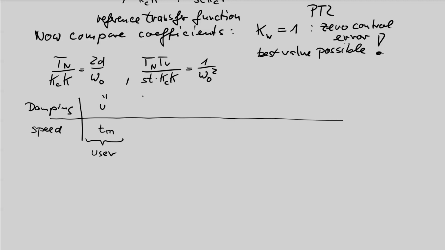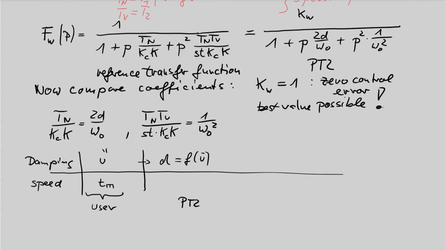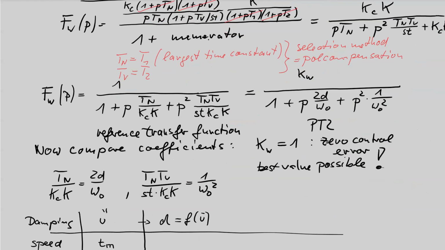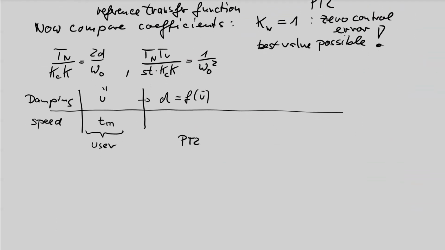With our knowledge, now we convert this into PT2 equations, PT2 parameters. We know the U factor can be converted into a D factor with the equation above, this blue equation. There is a strong relation between a damping factor and U factor. So the user selects the U, you calculate this into a D value, and then this can be calculated into an omega naught value with the PT2 equation.